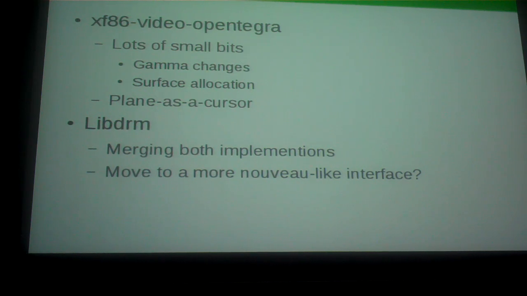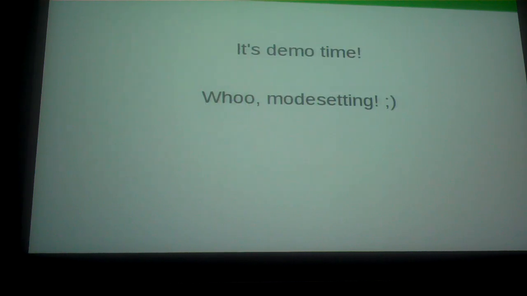Yeah, libDRM, obviously we have to merge both implementations we have yet. And the question I'm asking the Nouveau guys is if we can move to a more Nouveau-like interface, especially in the buffer parts. Nouveau has some really nice infrastructure for managing buffers and validating them. So that might be worth a look.